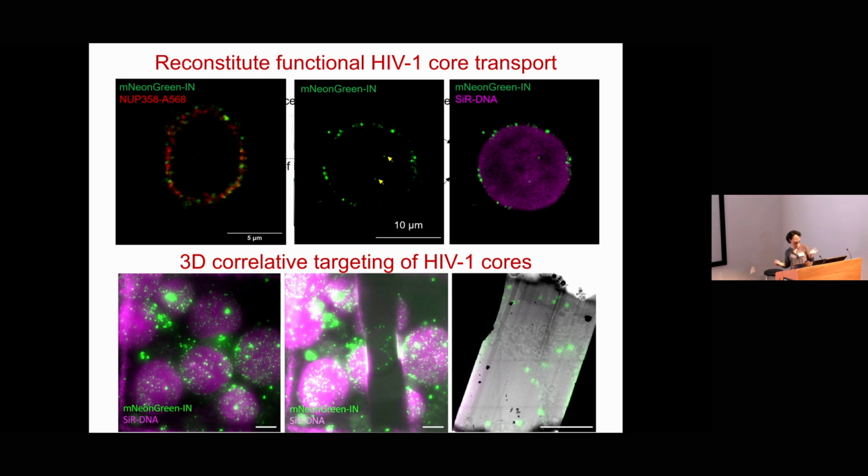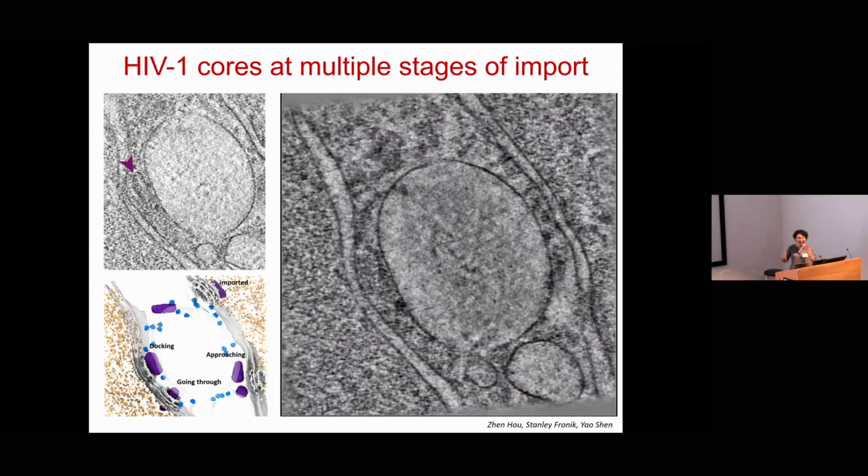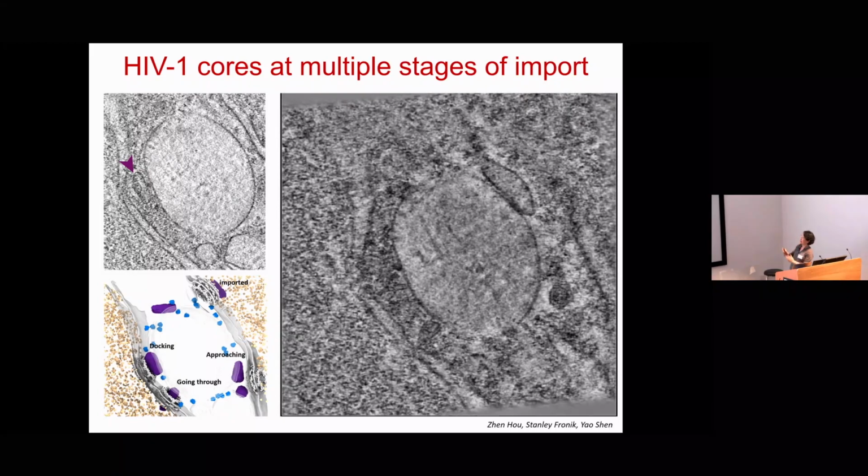The most exciting part. So we can target the individual particles in the cellular lamella and collect tomography data. This is the method I explained, and we can capture individual particles in different stages of transport, even in a single tomogram.